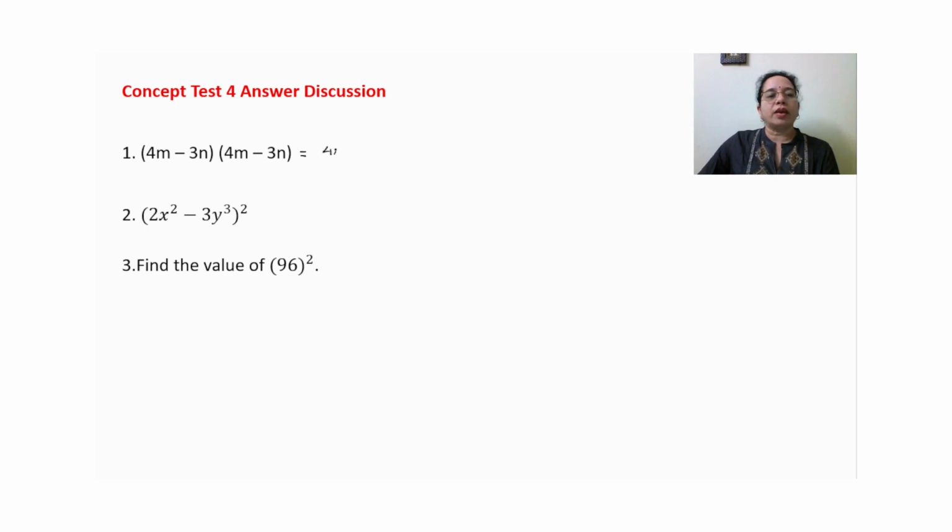So 4m first term whole square minus 2 into first term into second term plus second term whole square. So this will be 16m square minus 2, 4s are 8, 8 3s are 24, so 24mn plus 9n square. All the three terms are different. So this is the answer.